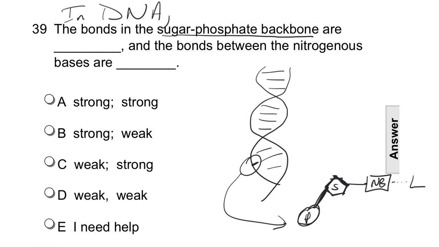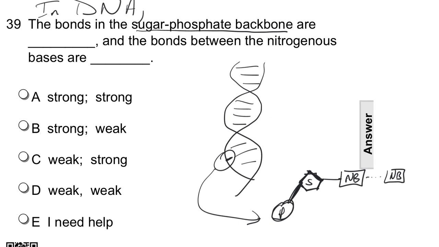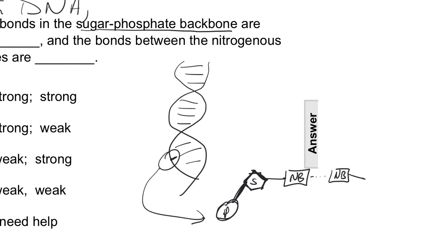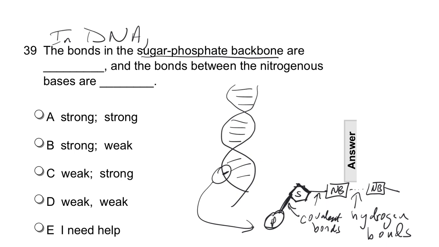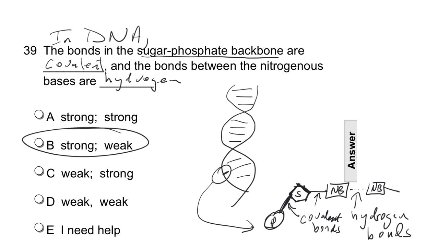Now nitrogen bases in the rails are connected to each other by hydrogen bonds. That's not a covalent bond, like we talked about before, much weaker. This is a covalent bond between the sugar and the phosphate, as it is between the sugar and the nitrogen base. So hydrogen bonds are much weaker, and covalent is much stronger than hydrogen bonds.